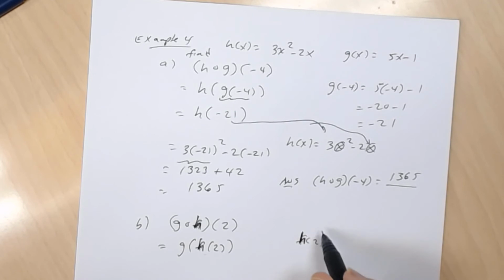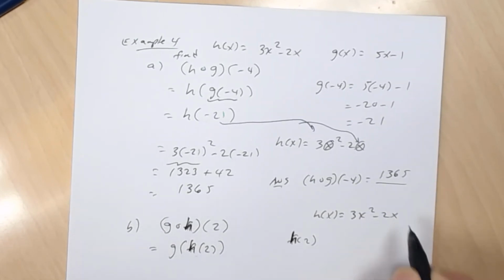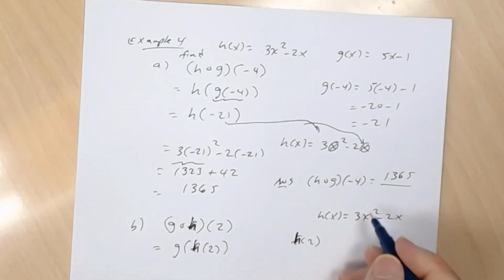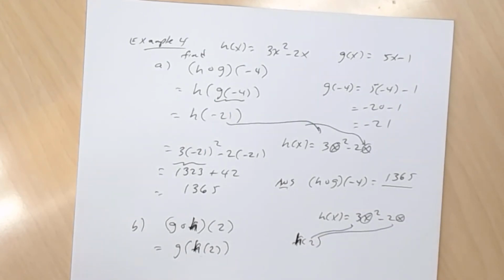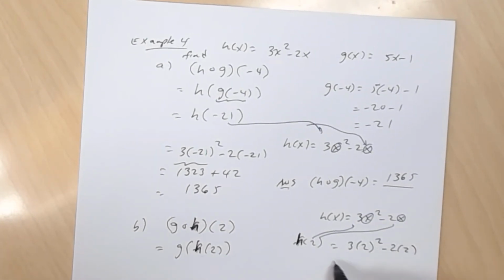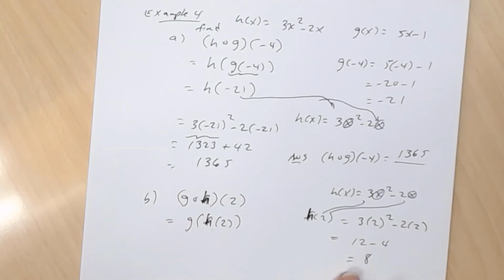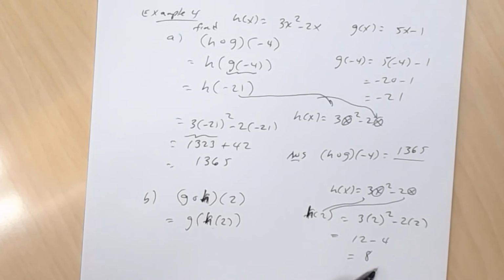So this says I go to my function h, which is here, and let me go ahead and rewrite this. So it's 3x squared minus 2x. And where we see the variable x, again, it helps if you circle it, you're going to substitute 2. So then this becomes 3 times 2 squared minus 2 times 2. So 2 squared is 4. 4 times 3 is 12. And then 12 minus 4 is 8. So that's h of 2. So that's what this is now. So you replace the inside function with what it's equal to.